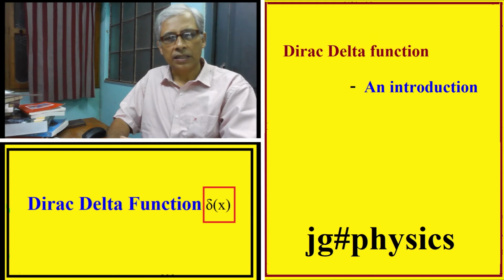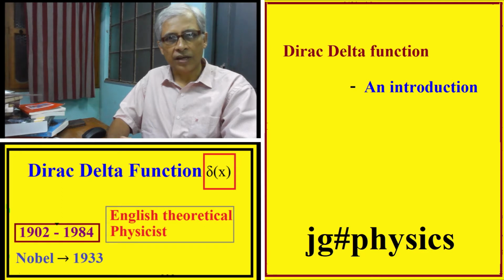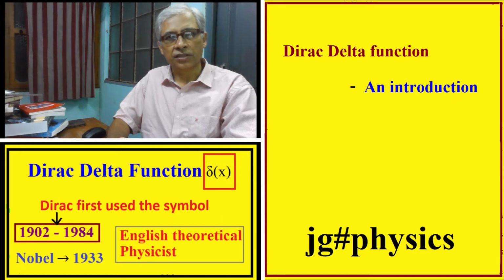In this lecture, I shall be discussing the Dirac Delta function. Dirac, a famous man of physics, an English theoretical physicist, a Nobel laureate of 1933, was the first to introduce the symbol of delta of x, representing what is called the Dirac Delta function.